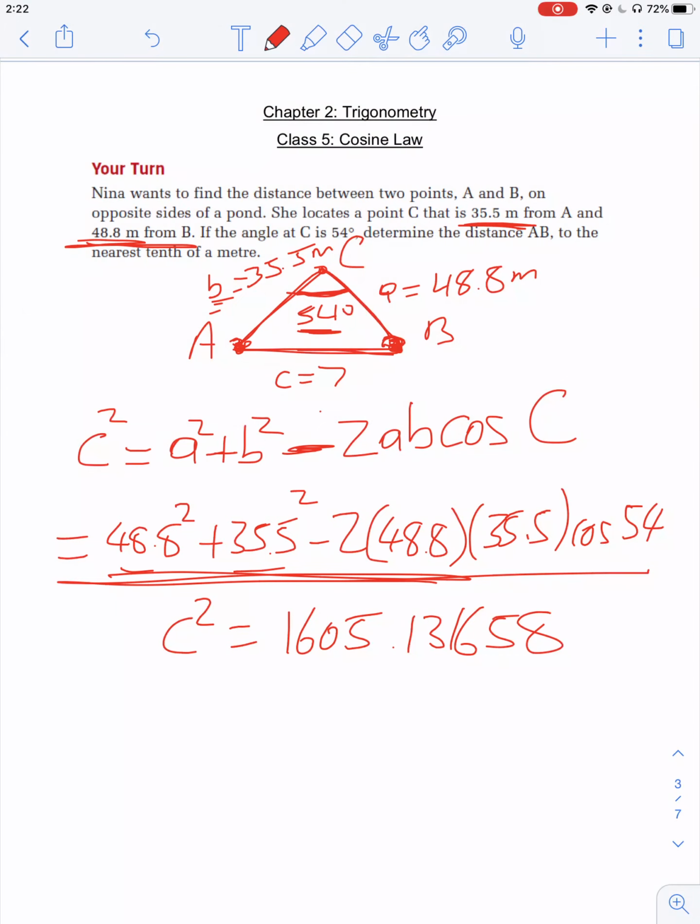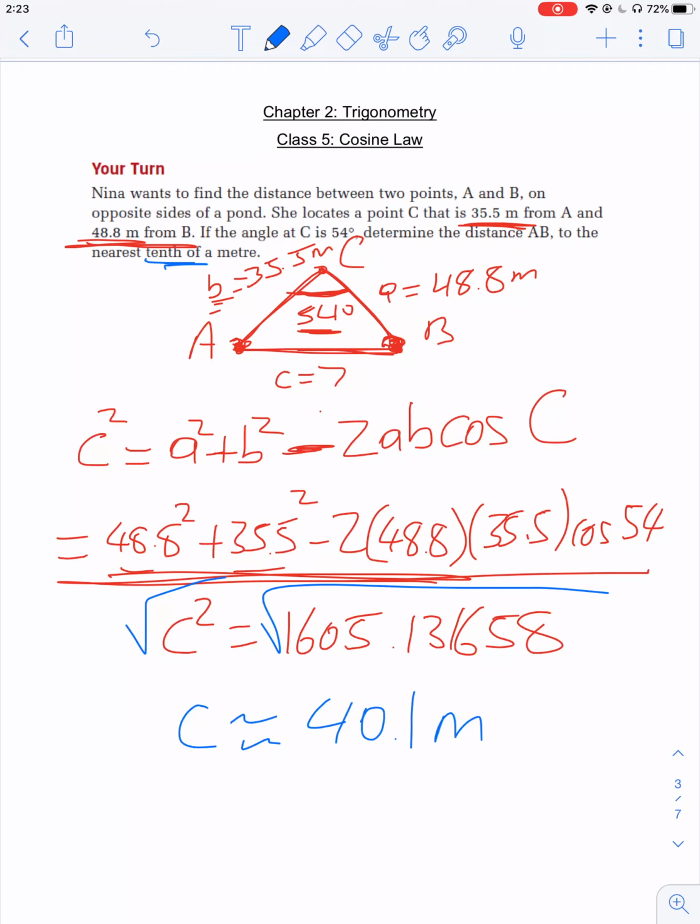Okay? So now you're going to have to take the square root of both sides to solve for c, and then c will approximately equal the square root of this digit. So what does it tell you? To the nearest tenth of a meter, I am getting 40.1 meters. Okay.